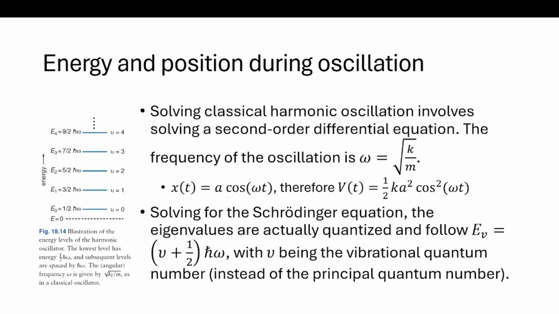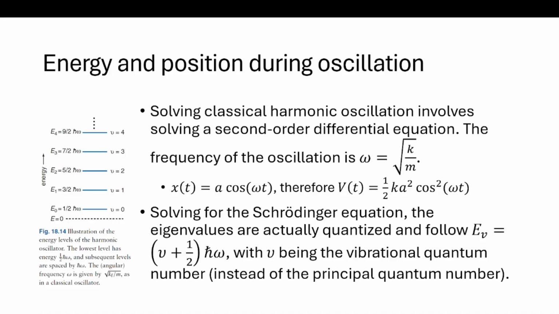And when we're looking at the frequency of an oscillation for a mass on a spring, we could define the frequency as the square root of the spring constant divided by the mass. And therefore, by plugging in an equation for the displacement over time, we can get a function for the potential over time. Not potential as a function of displacement, potential as a function of time.